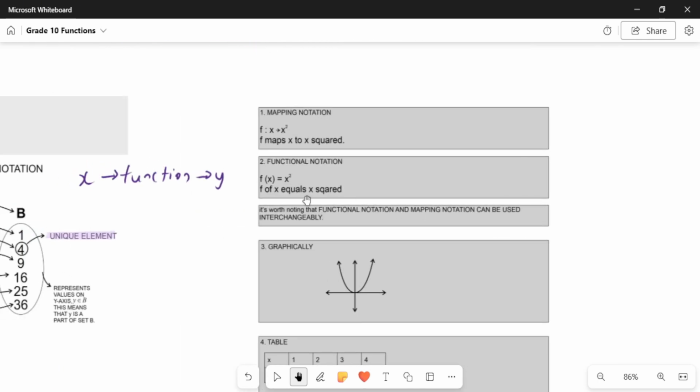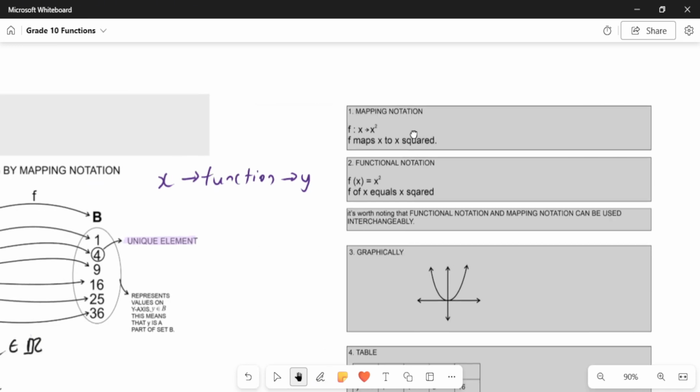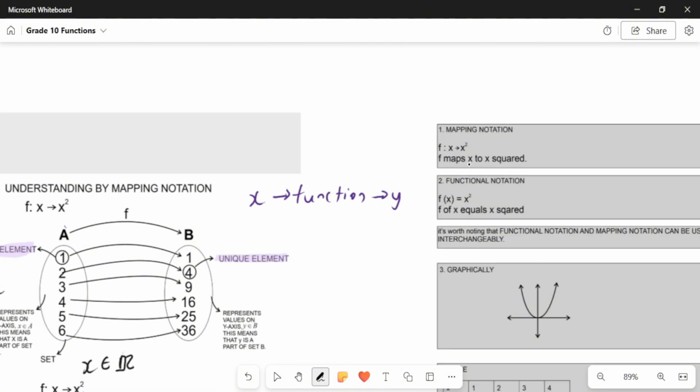So let's look at it from the algebraic standpoint, right? These are the algebraic standpoints. The first one is what we call mapping notation, exactly as I've explained here. This is what it means. F maps x to x squared. That's how we say it verbally. F maps x to x squared. So f is the name of the graph. So if I had to draw this graph here, this is the f graph. It's called the f graph.